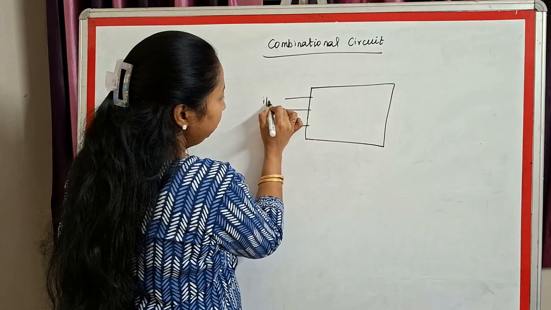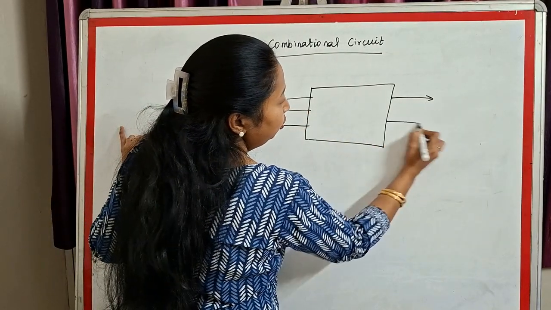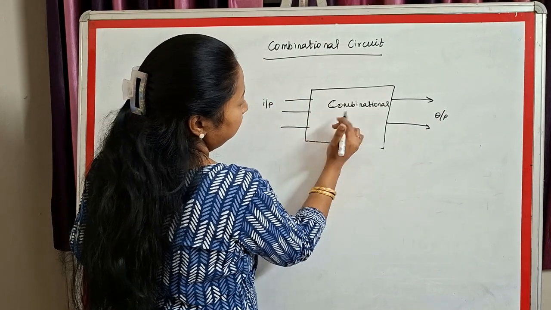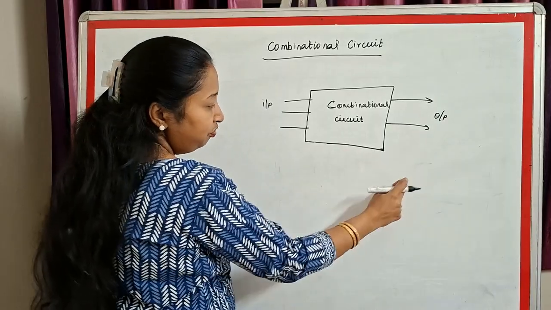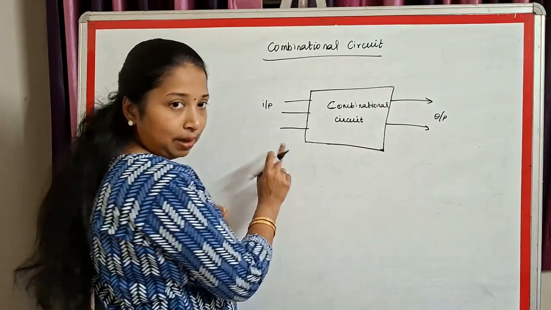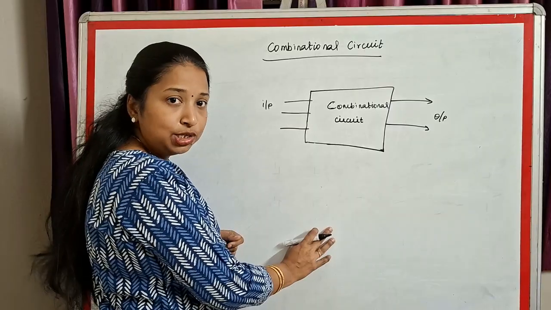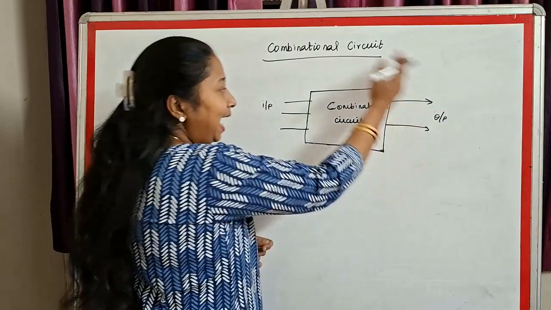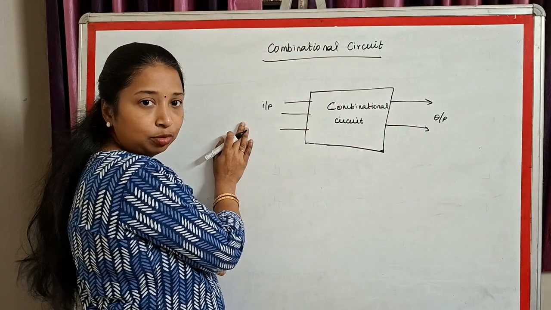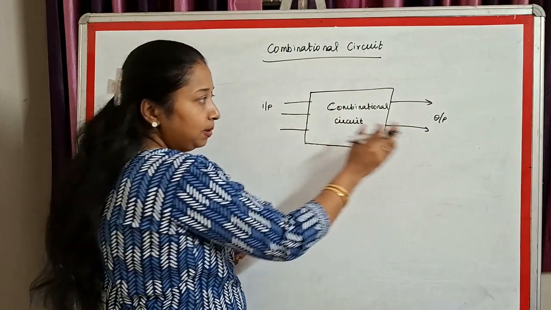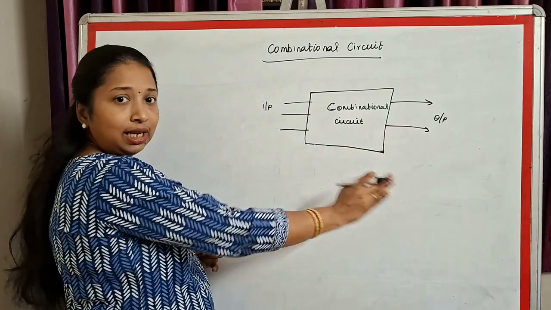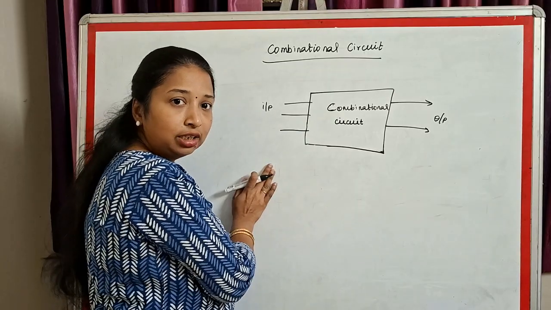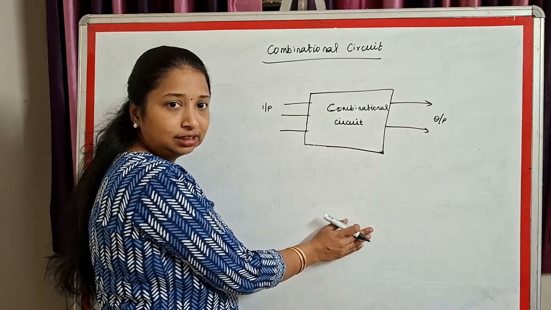You'll have input here and output here. This is a combinational circuit. There is no feedback or memory involved here. There is no storage involved here. What does it mean? The present output is directly dependent on the present input. Clear? The present output is one and only dependent on your present input. There is no storage or memory involved in this case.